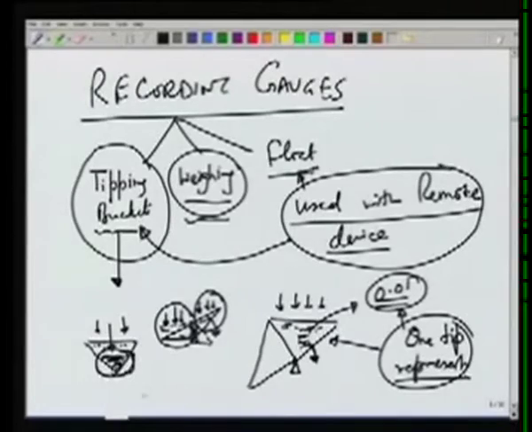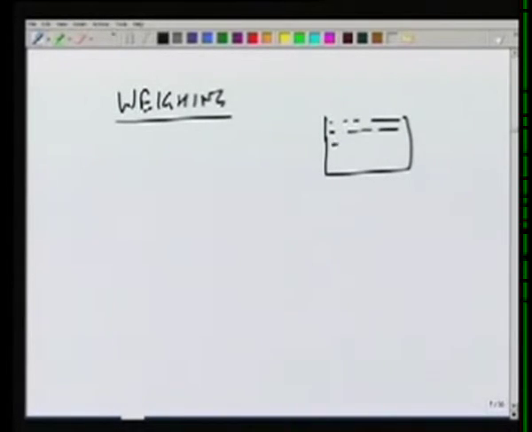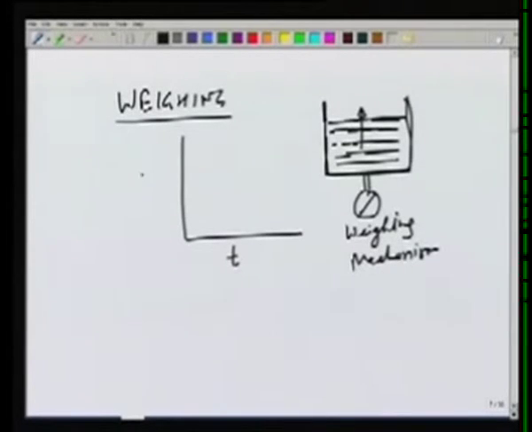The weighing type of rain gauges are quite simple in mechanism. So there is a weight measurement device here. Whatever rain is occurring, there is some weighing device here which will continuously record the weight of the container and the water in it. So with time, it will give us a constant record.